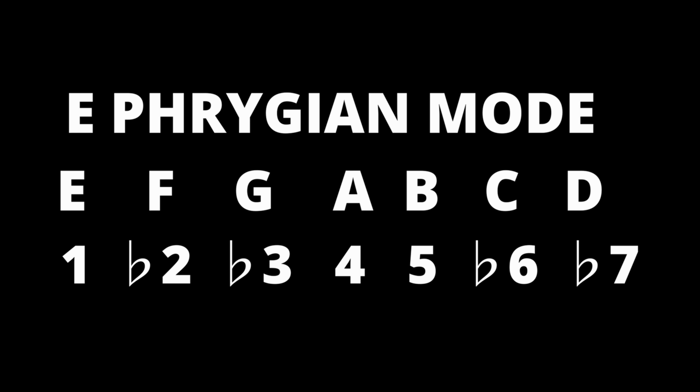The Phrygian mode has a distinctive, intense and dark minor sound. Because of this, Phrygian is often used in metal music to provide an evil or exotic edge. Listen to how it sounds here with the E Phrygian scale, which has the notes E, F, G, A, B, C and D.